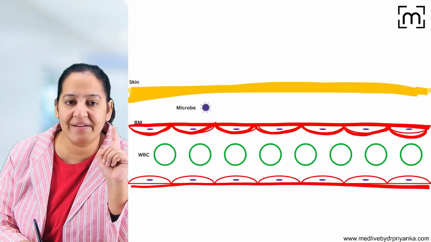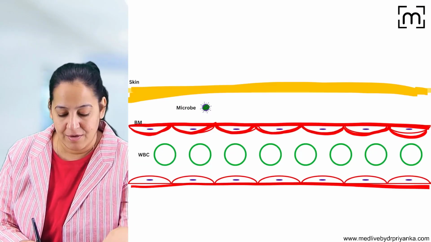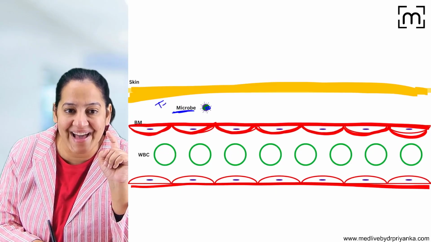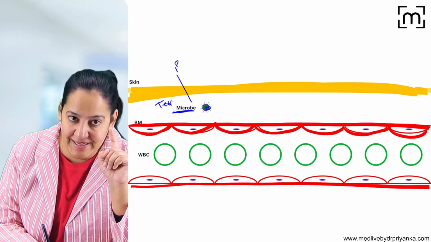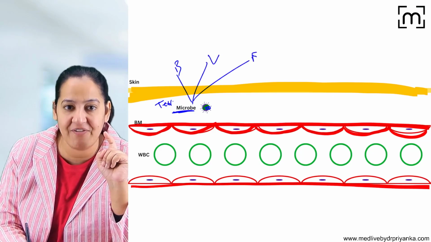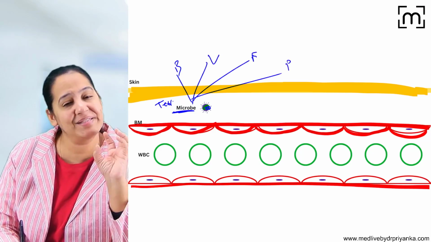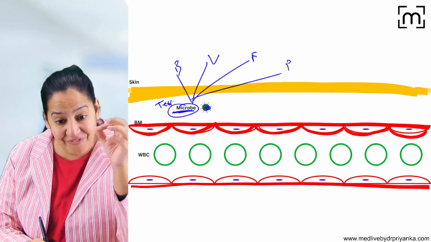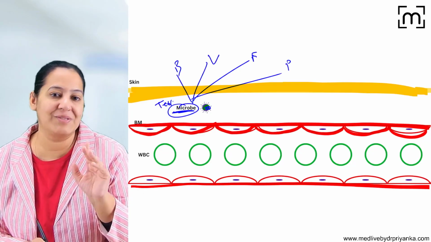Got it? And you can see here is the microbe. What is this? This is the microbe. I will call the microbe a terrorist. It can be bacteria, virus, fungus, parasite, I don't know. It's the injurious agent, so I will call it a terrorist. Why don't you call it a terrorist? It is a foreign particle which is causing harm to the body. So let's call it a terrorist.